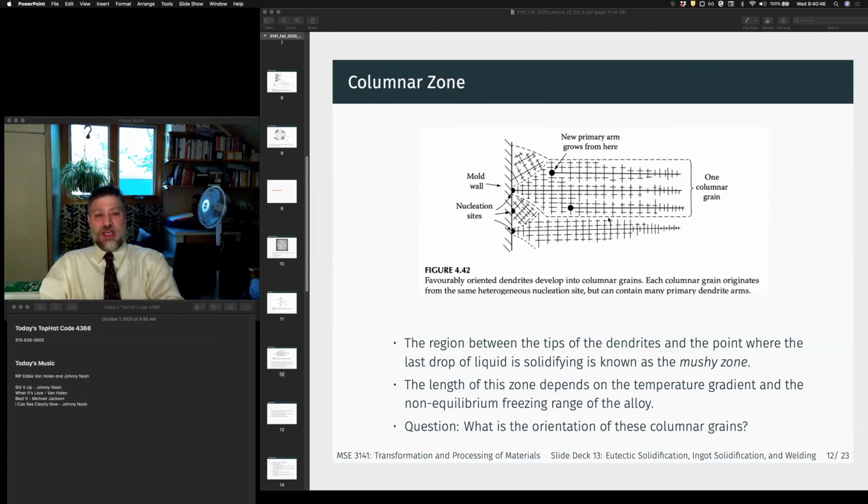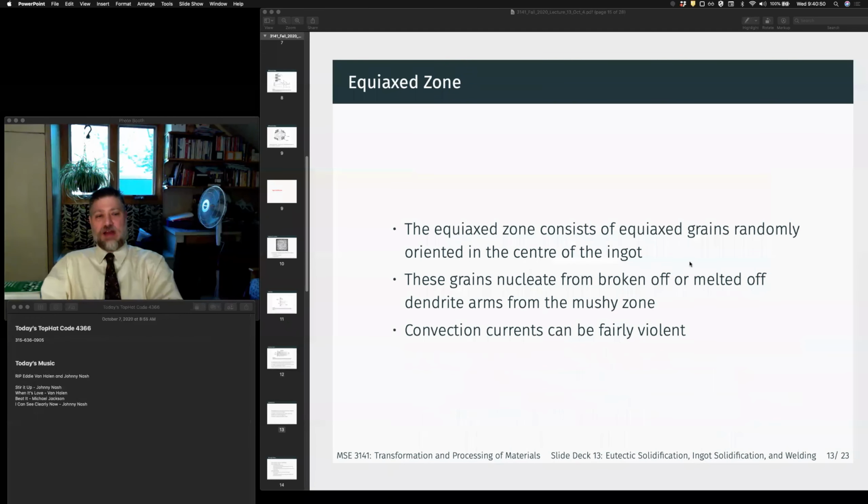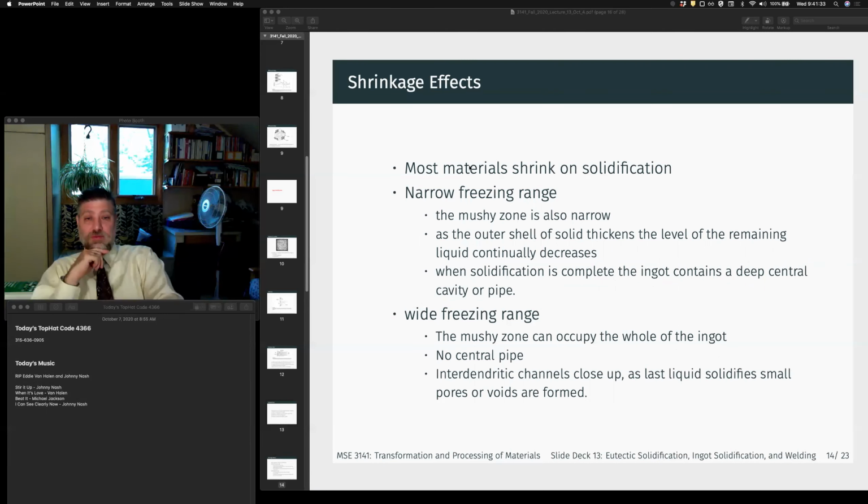So then we go into the equiaxed region, and how does that form? Well, the equiaxed zone really consists of these grains randomly oriented throughout the center of the ingot. These grains tend to nucleate from broken off or melted off dendrite arms in the mushy zone. And this is due to convection currents, right? The convection currents in the center of an ingot can actually be fairly violent. I mean, it's not like white water rafting kind of violent, but enough motion to stir up and break off these dendrite arms. Okay.